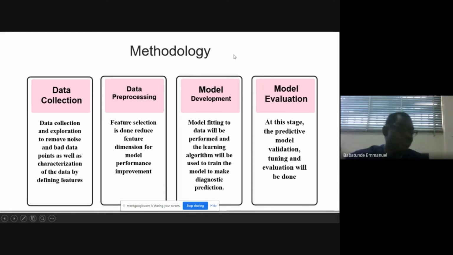Now we move on to the methodology of machine learning development. Now, the first thing is data collection. This is very important. We need data, and the data must be collected properly.